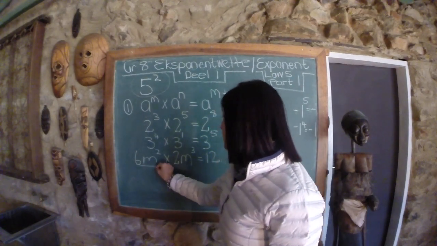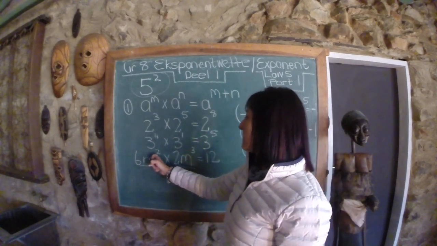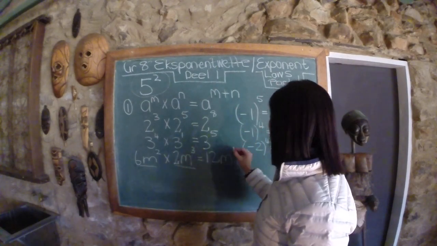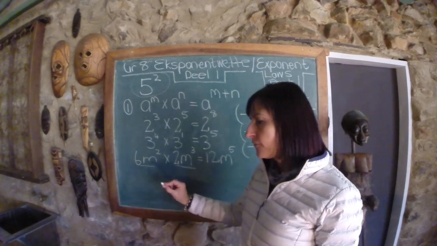If you go to these two, bases are the same. Exponent law number 1, if bases are the same, add the exponents. Base stays the same, add the exponents. Goed, baie eenvoudig. Laaste voorbeeld.